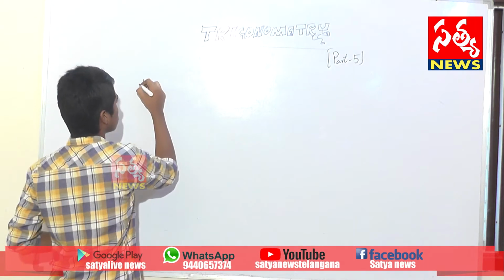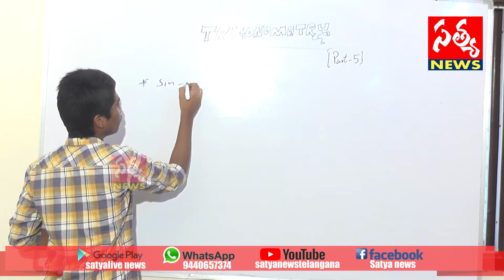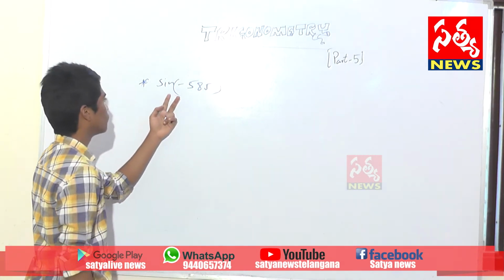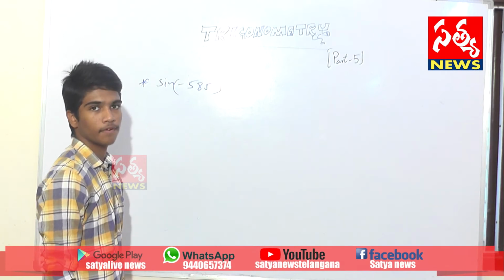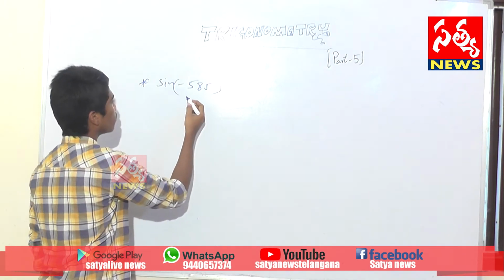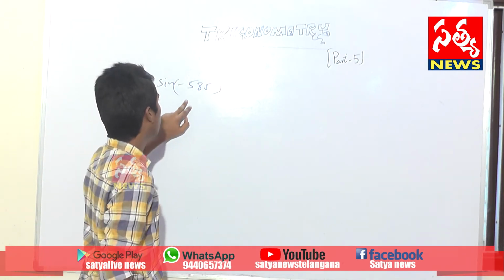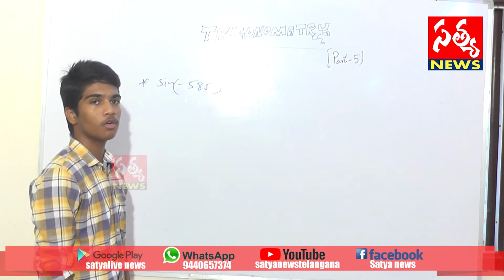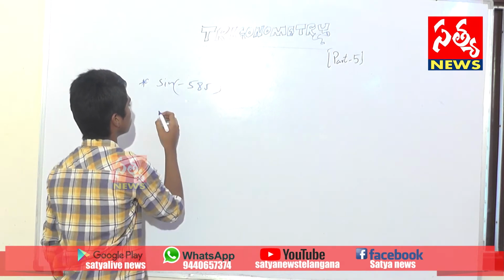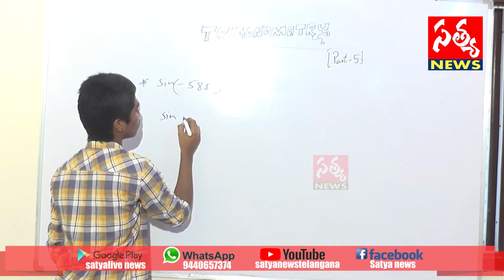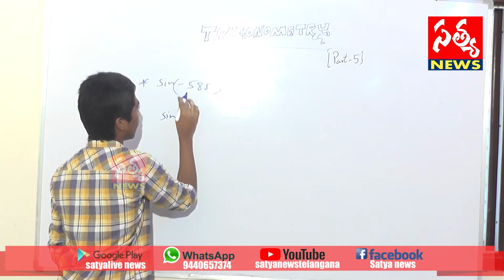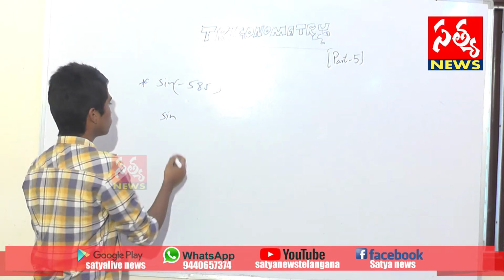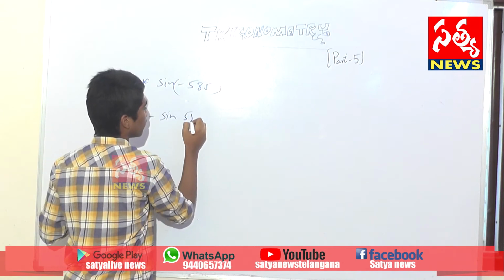The next one, sin of minus 585. We should find the value of sin of minus 585. I have discussed these kinds of problems already in part 4. See here, sin of, as I said at the first, sin of minus x is equals to minus sin x. So we can write minus sin 585.